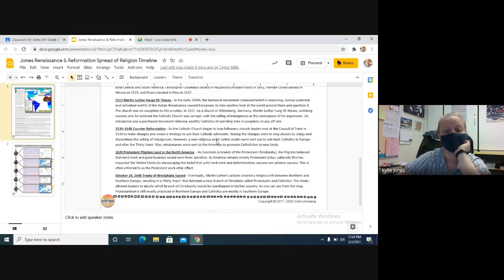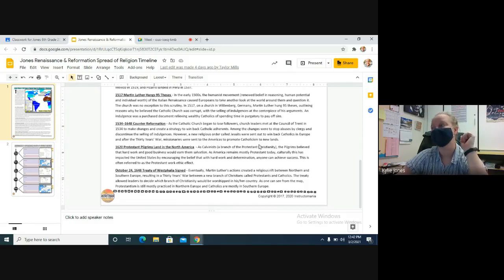However, a new religious order called the Jesuits was sent out to win back Catholics in Europe, and after the Thirty Years' War, missionaries were sent to the Americas to promote Catholicism to the new lands. So they sent people out to keep spreading Catholicism. Catholicism, I guess, is how you're supposed to say it.